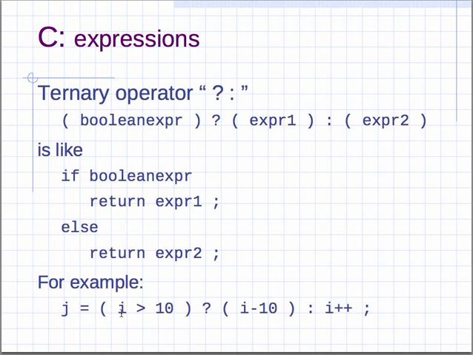Int j is equal to, check if i is greater than 10. If it is true, j gets the value i minus 10. If this is false, j gets the value i++, which is actually just i. But i is incremented too, so it's kind of confusing. This is a pretty complicated one.